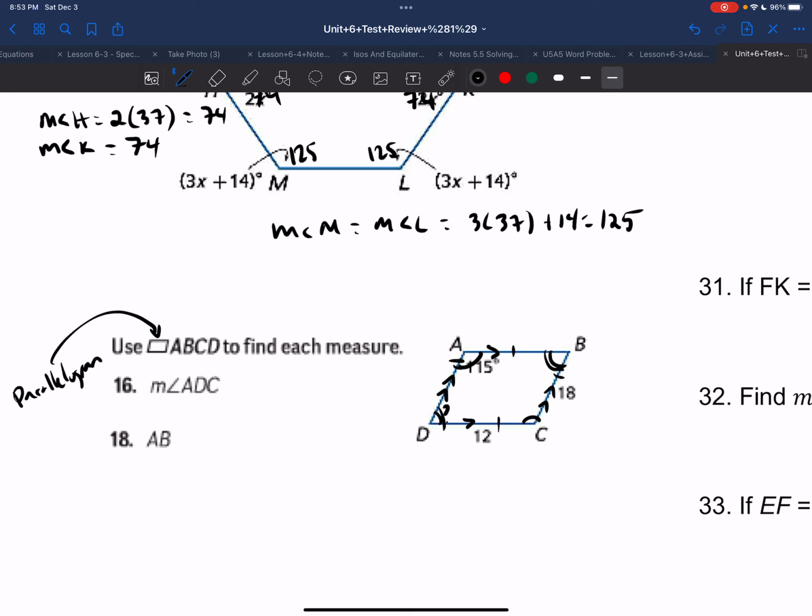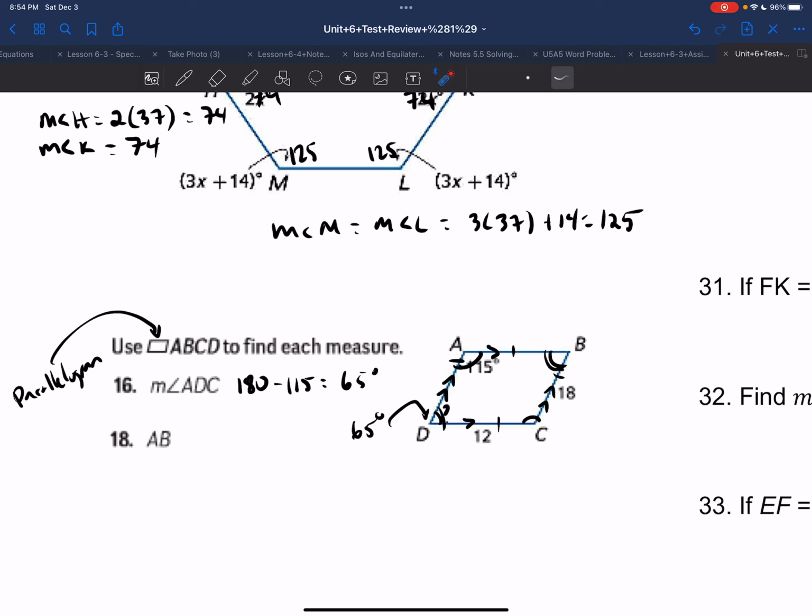Okay, so I need to figure out the measure of angle ADC, right? And this is a line, so this whole line is 180. So I can figure this out by doing 180 minus 115, which is equal to 65 degrees. So this question mark here, I'm going to replace with 65 degrees.